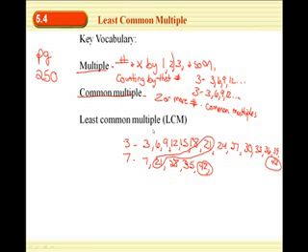Least common multiple, I'm going to go ahead and leave this example up here. Least common multiple, LCM, is the smallest common multiple of 2 or more numbers, because you could have a third number in here. So my LCM for this problem is 21. That's the least common multiple. And sometimes we use those when we're adding fractions. We want to find the least common denominator, as we call it, but it's still the same thing. So let's do some of these.